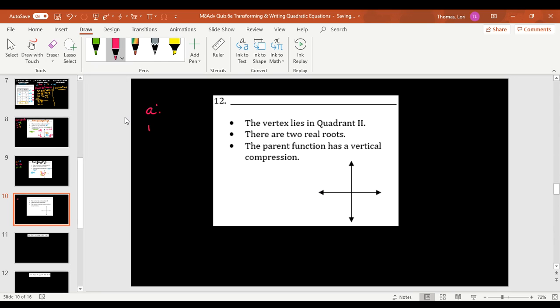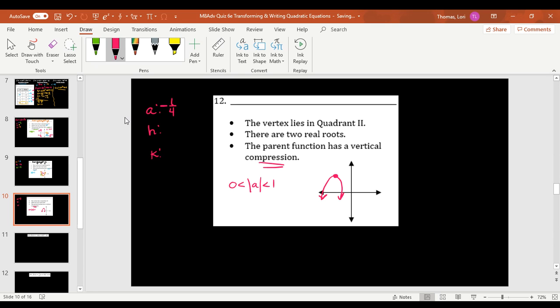An a, h, and a k value. The vertex lies in quadrant 2, so that's here. There are 2 real roots, so we have to intersect the x-axis. So my a value is going to be negative, and it's a compression. So again, it must be between 0 and 1, the absolute value of it. So let's just go with 1/4.